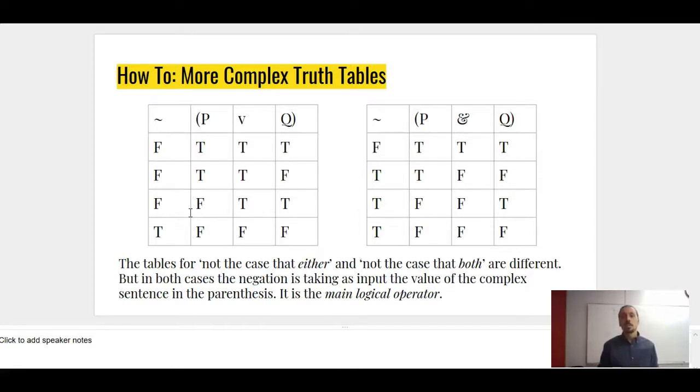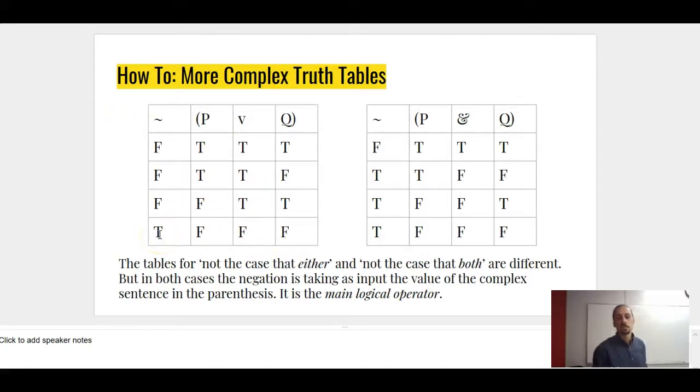So, let's notice something here. Not the case that either P or Q. What I'm saying here is it is not the case that either P or Q is true. So when would I expect that to be true? When P is false and Q is false. Let me give you an example. If I say it is not the case that either P or Q, I could say it's not the case that I like Hawaiian pizza, and it's not the case that I like anchovies on pizza. So when is that true? When I like Hawaiian pizza is false and I like anchovy pizza is false. So false, false, false, therefore true.